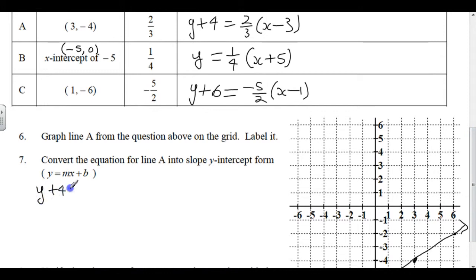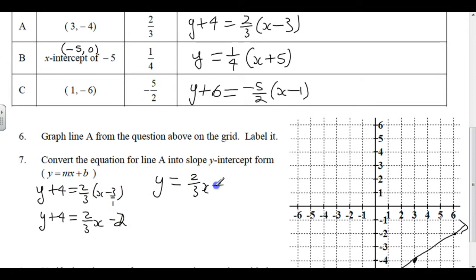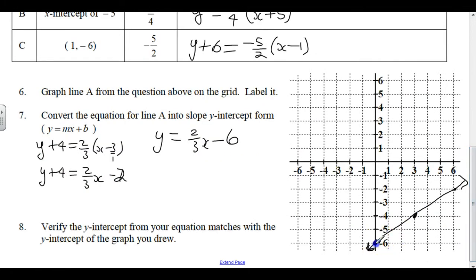y plus 4 is equal to 2/3 bracket x minus 3. So we're going to multiply through by 2/3. y plus 4 equals 2/3 x, and 2/3 of negative 3 is minus 2. The 3's cancel, we're left with minus 2. So y is equal to 2/3 x minus 6, which matches up with what we see here. We have a negative 6.